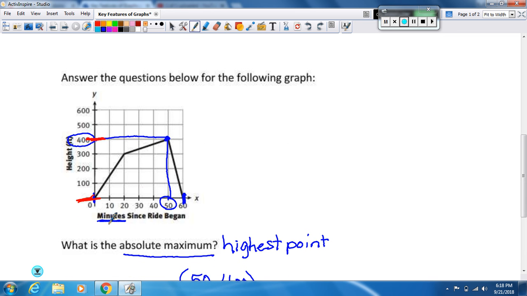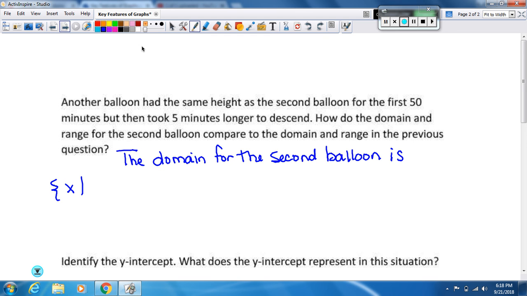See, minutes. So since it took 5 minutes longer, it's going to be between 0 and 65. Because it's 5 additional minutes, 5 minutes longer that it took to descend, and because the ride lasted 65 minutes instead of 60. The ranges are the same.